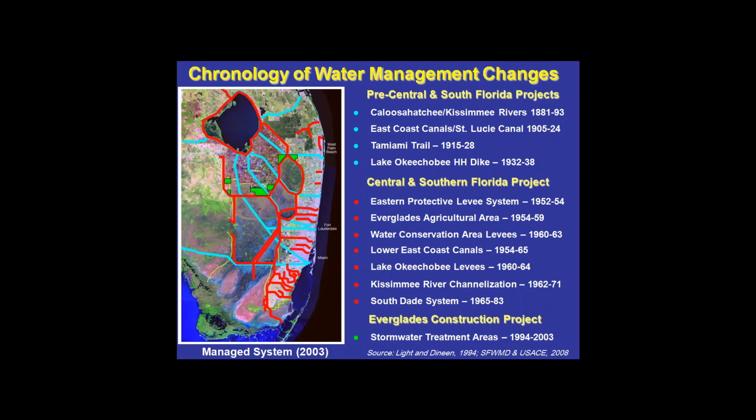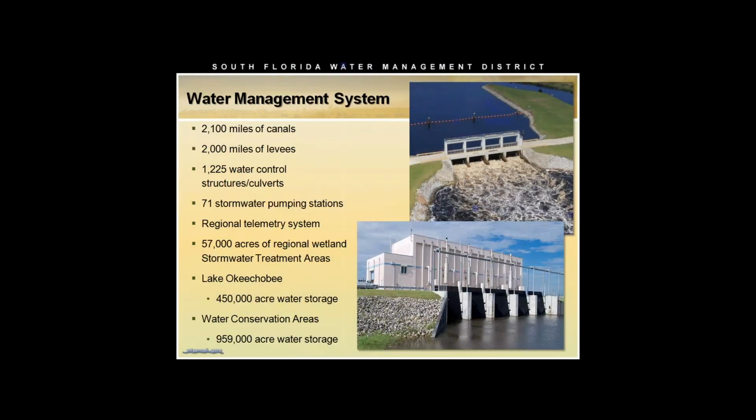The green boxes depict water quality treatment areas, stormwater treatment areas. Those are areas that are specifically developed to capture water, store it, treat it, and then move water to the south. So we went from that original slide I showed with a natural system to one now that's comprised of over 2,000 miles of canals, 2,000 miles of levee, over 1,200 miles of water control structures, massive pump stations where we can move water across the state and throughout the counties, and 57,000 acres of treatment just for water quality.